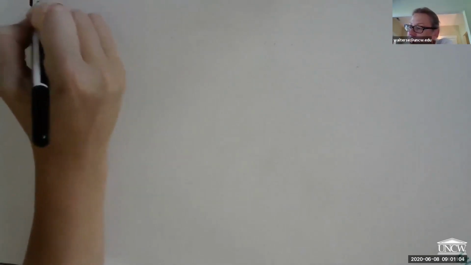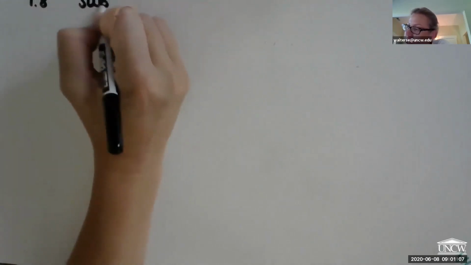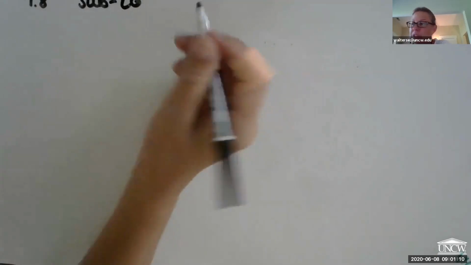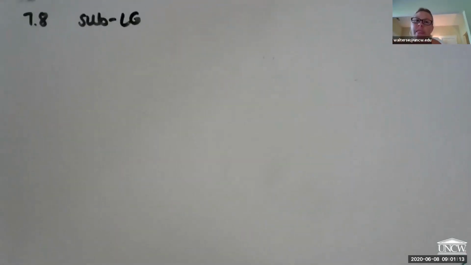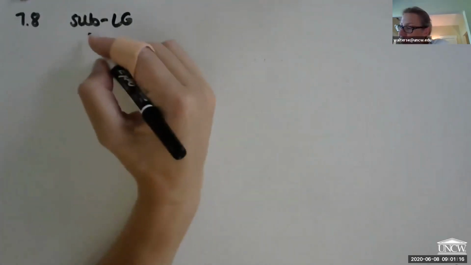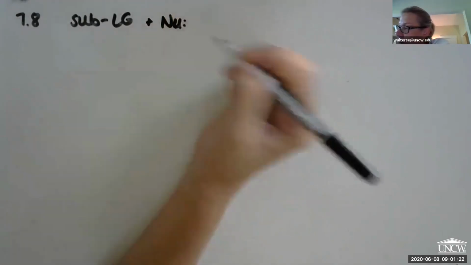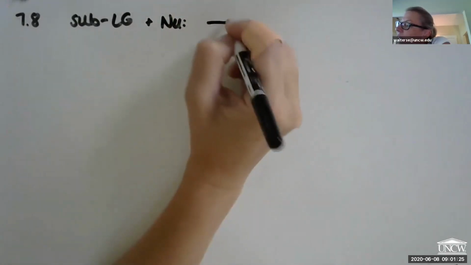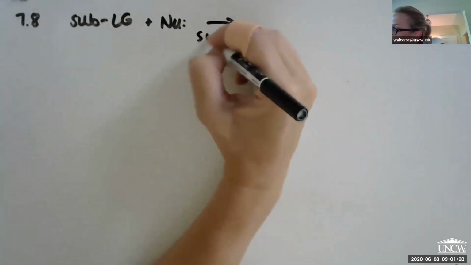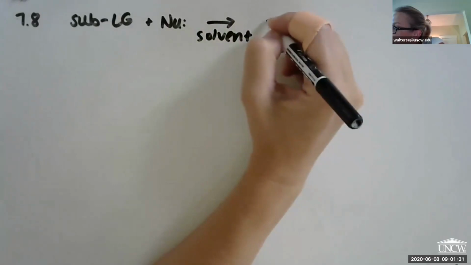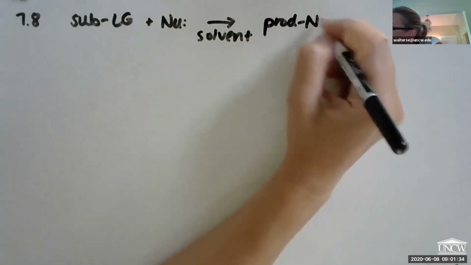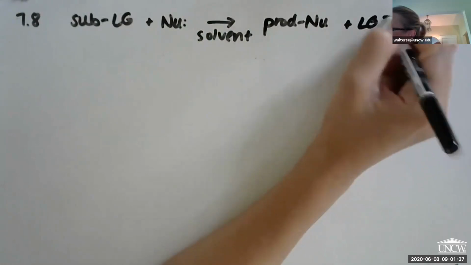All right, so if there aren't any questions, we'll just get back into 7.8. So in 7.8, what we've already done is we have these 2 reactions, 2 different types of substitution. Okay, so you had a substrate with a leaving group, and then you have your nucleophile. And then what you end up forming in some solvent is your product that now contains the nucleophile, and then your leaving group is gone.